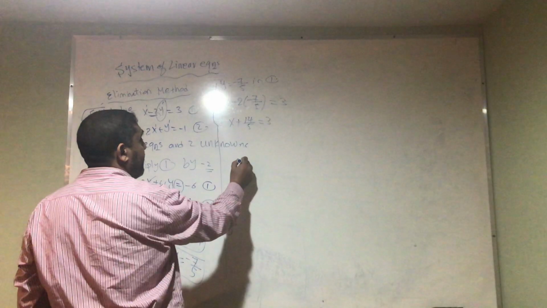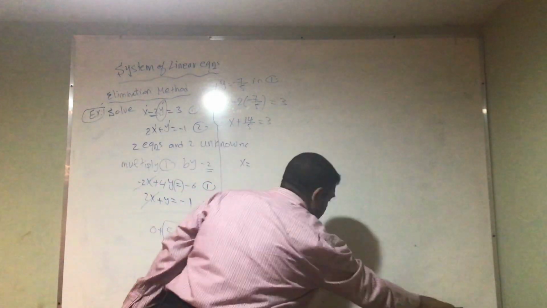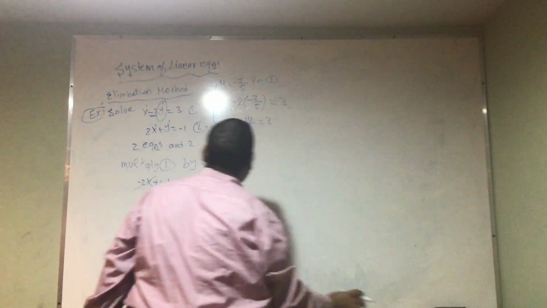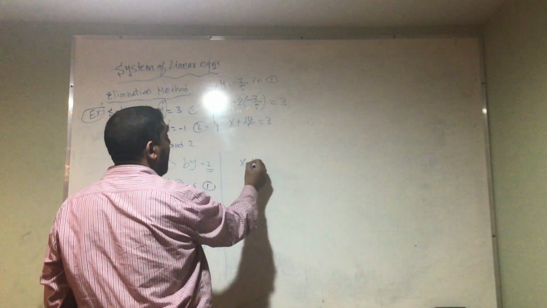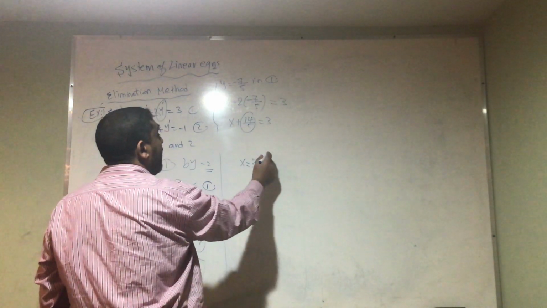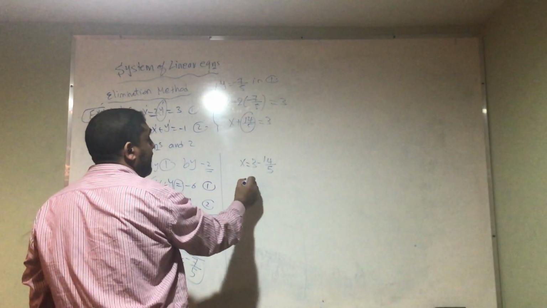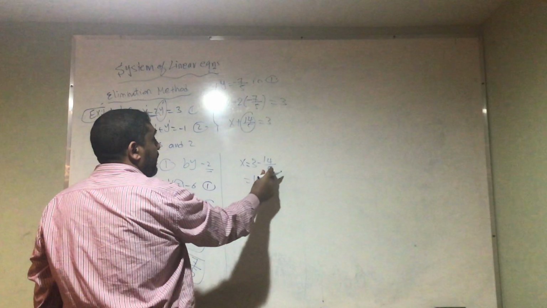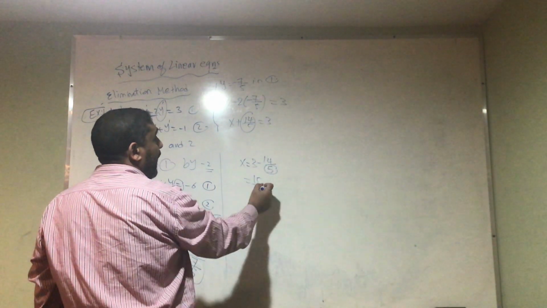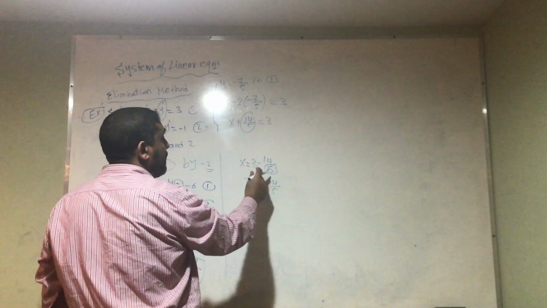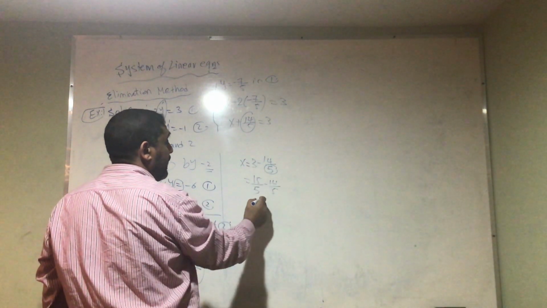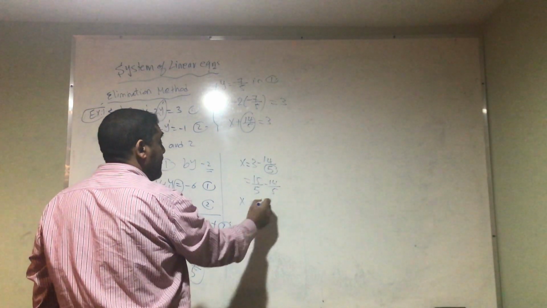So now, what is your x? Just take 14 over 5 to the other side. So you have 3 minus 14 over 5. I can write 3 as 15 over 5, because 15 over 5 you get 3. I combine them now, you get 15 minus 14, you get 1 over 5. So that is my x.